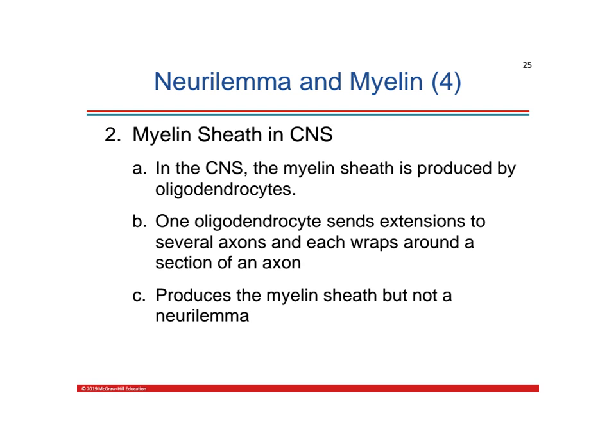In contrast to the PNS, in the CNS the myelin sheath is produced by oligodendrocytes. One oligodendrocyte will extend branches to various axons and wrap different sections of these axons. So these oligodendrocytes produce myelin sheath, but they do not produce a neurolemma the way the Schwann cells do.